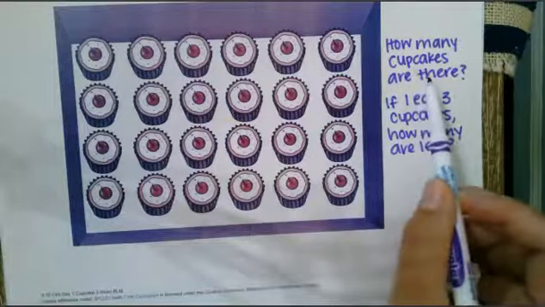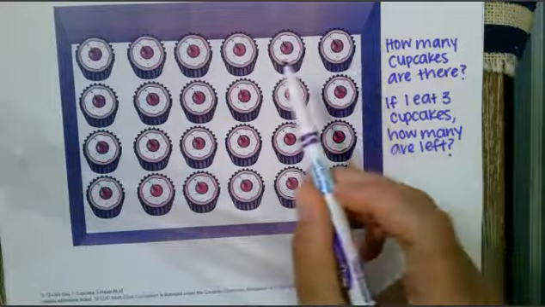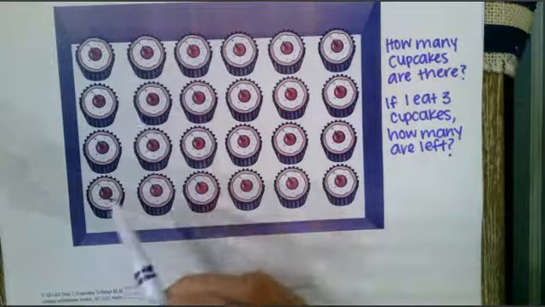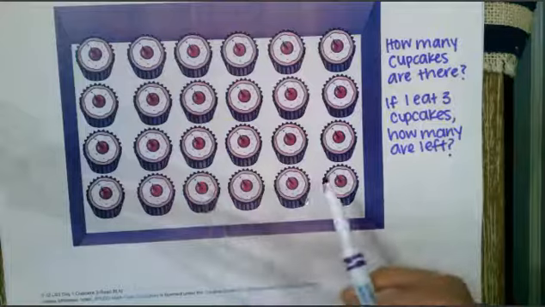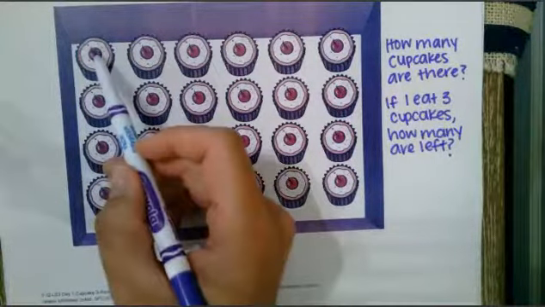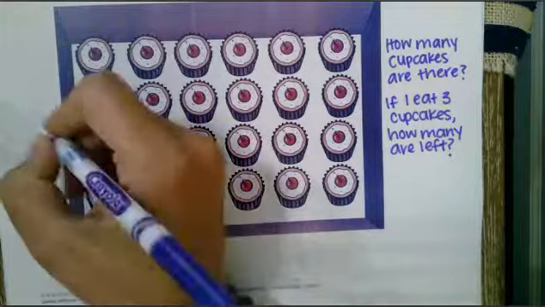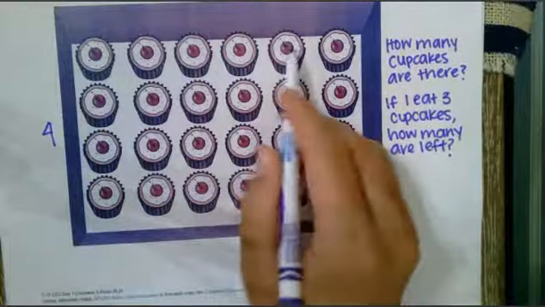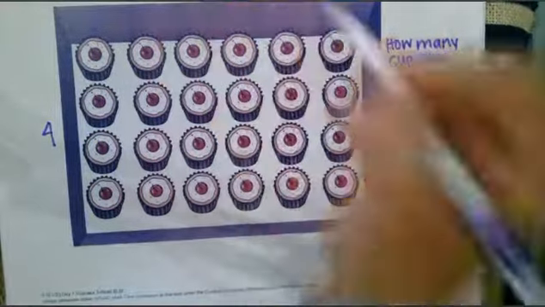Now, if we were to solve for one, we could individually count all of our cupcakes, or you might notice that this looks very similar to an array, where there are some equal groups, and we could use multiplication. You notice there's 1, 2, 3, 4 rows, and 1, 2, 3, 4, 5, 6 columns.